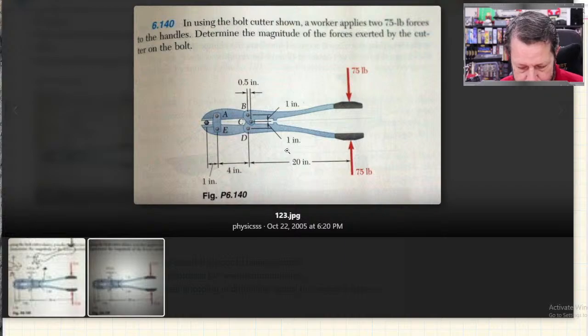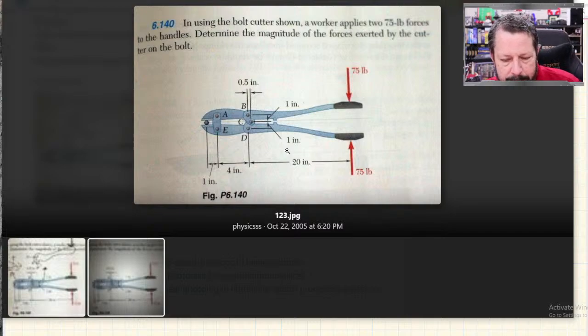So I don't know what book this comes from, but it is clearly some kind of textbook. And we have this bolt cutter, so similar to what we had before, but there's more pieces now. A worker is applying two 75-pound forces to the handle. So basically they're trying to cut some kind of bolt or whatever, and they're pushing on both handles, each one was 75 pounds.